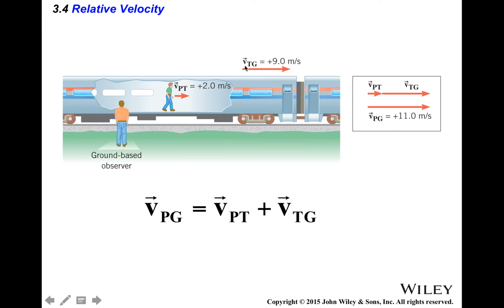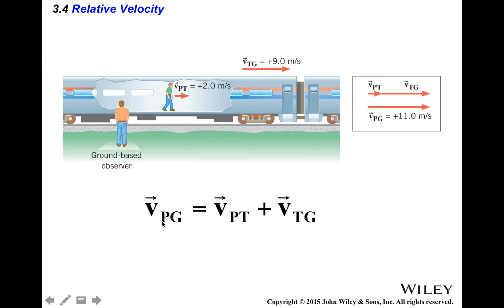A ground observer sees the velocity of the train to the ground as positive 9 meters per second. So the train's going this way at 9 meters per second. The velocity of this passenger to the train is positive 2 meters per second. So you add those two. The velocity of the passenger to the ground observer, what the ground observer sees, how fast that passenger is moving, is you add those two vectors together. Notice, the velocity of the passenger to the train, PT, plus the velocity of the train to the ground.